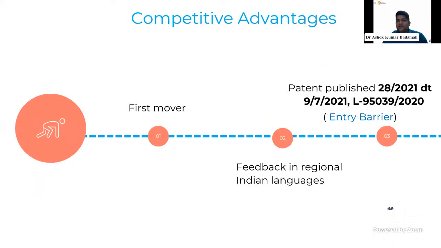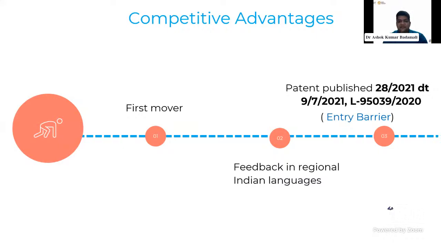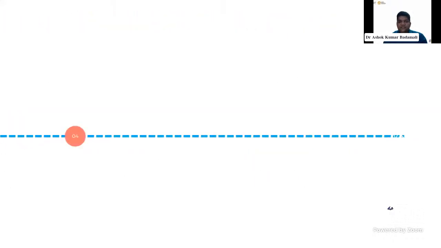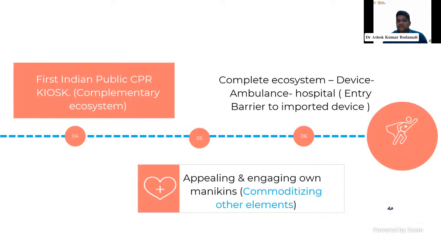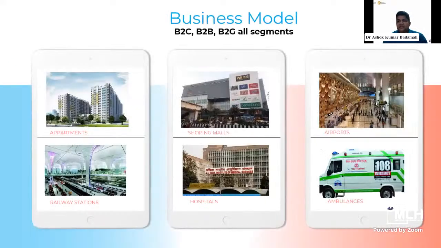Feedback in regional Indian languages is there. Patent is published. And various collaborating agencies and a complementary ecosystem are there. In the next few months, we will be making our own propelling mannequin. The areas of use will be skyrise apartments, railway stations, hospitals, shopping malls, airports, or even inside the ambulance.